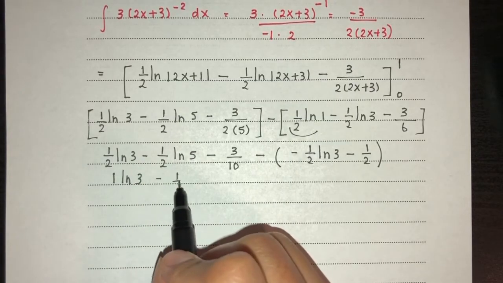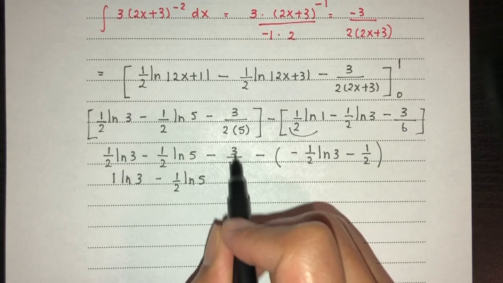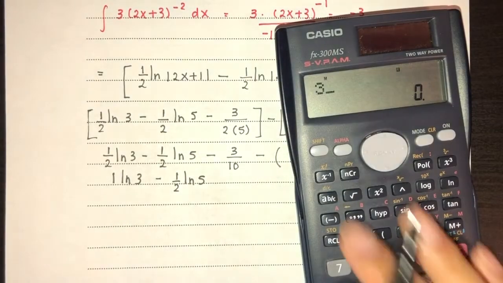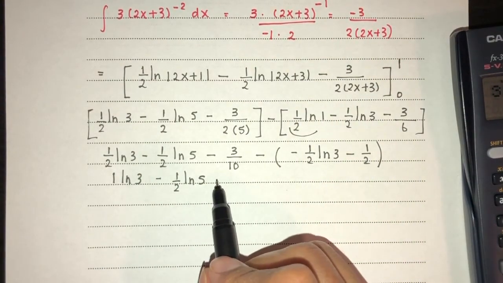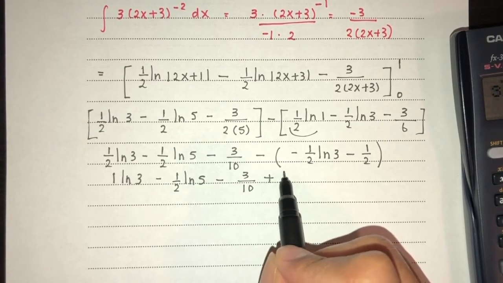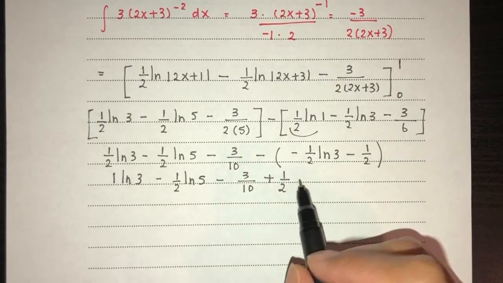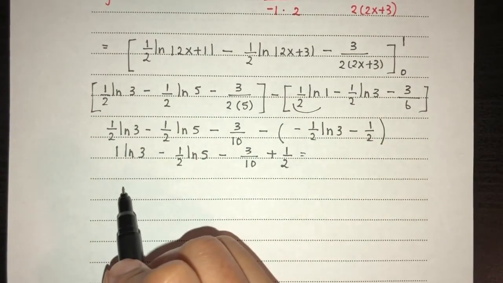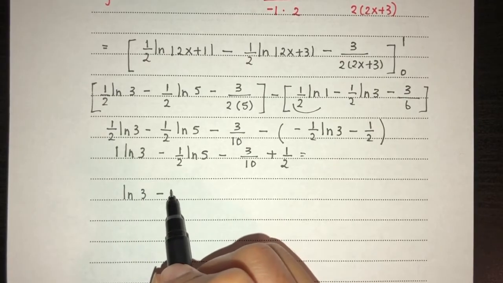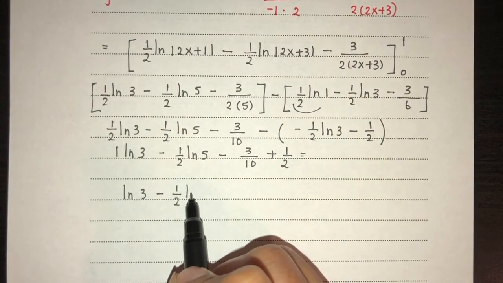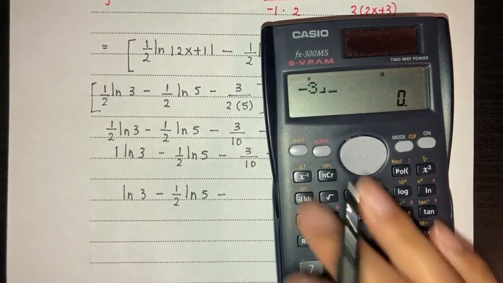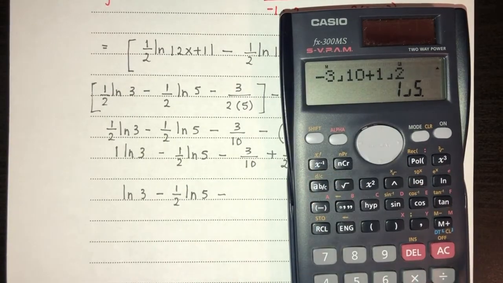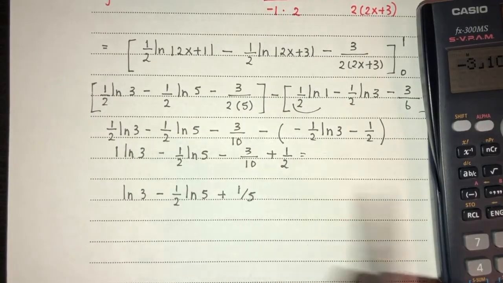And here we have minus half of ln 5, and here we have minus 3 over 10. Minus minus becomes plus, so 3 over 10 plus half, that should be 4 over 5. So minus 3 over 10 plus half, that should be 3 over 5. From what I can see, let's check. So here we have ln 3 minus half of ln 5. That will become minus 3 over 10 plus, say, 1 over 5 plus 1 over 5. So now we have to try our best to make this become like this.